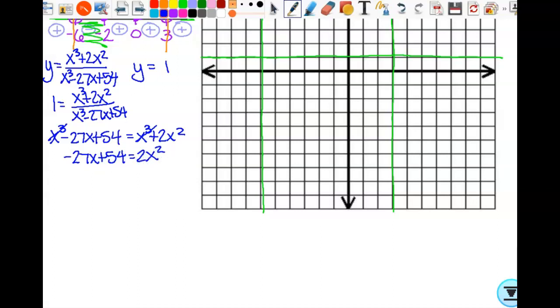That is a quadratic, so I need to set it equal to 0 to be able to do anything with it. I want to keep this positive, so I'm going to move everything to the right. So I get 0 equals 2x squared plus 27x minus 54.